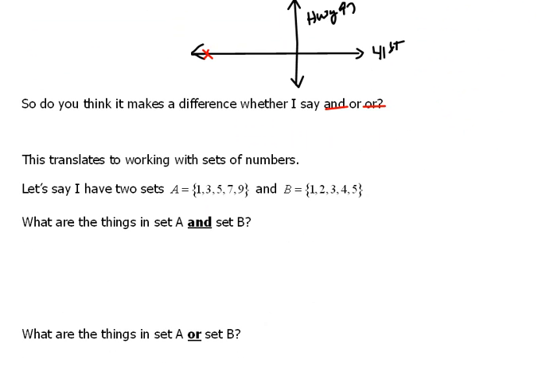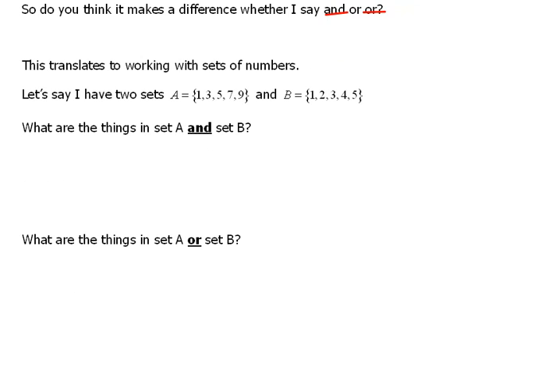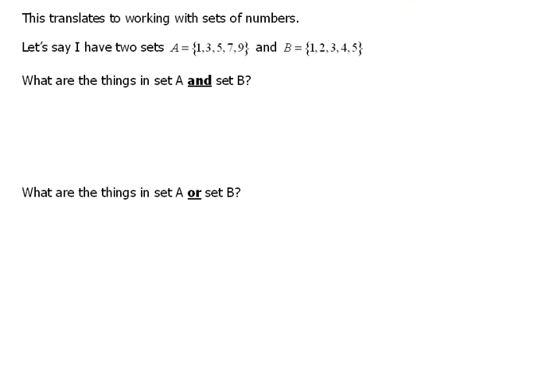So let's talk about it with sets, and let's see if we can make some sense about it, okay? Let's say that we have these two sets of things. We have set A that contains these elements: 1, 3, 5, 7, and 9. Remember, elements are things within a set. B has elements 1, 2, 3, 4, and 5.